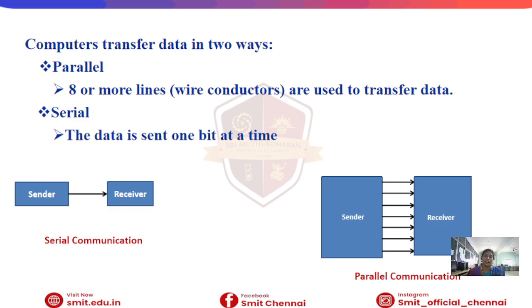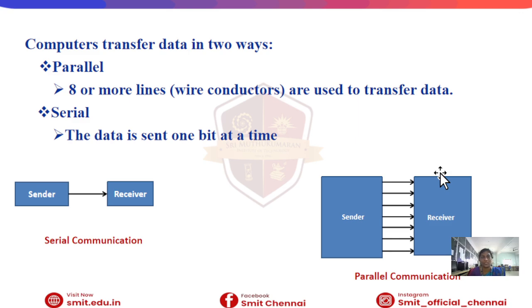The next one is the two methods of data transfer. One is the parallel communication and the other one is the serial communication. What is meant by parallel communication? In parallel communication, multiple bits are transferred simultaneously. Here you are seeing that this is the sender, this is the receiver. We have n number of arrows, so we are transferring the data simultaneously using multiple wires. For example, an 8-bit data bus.